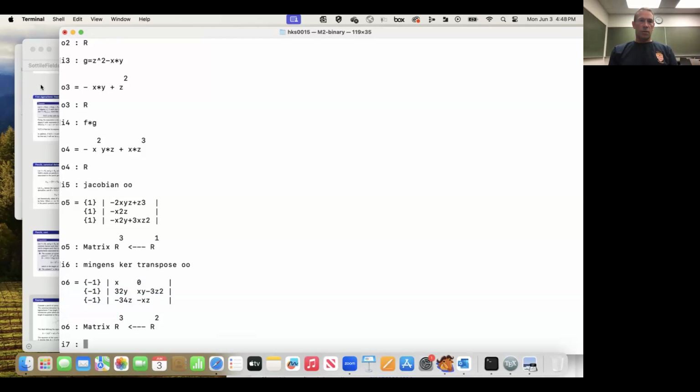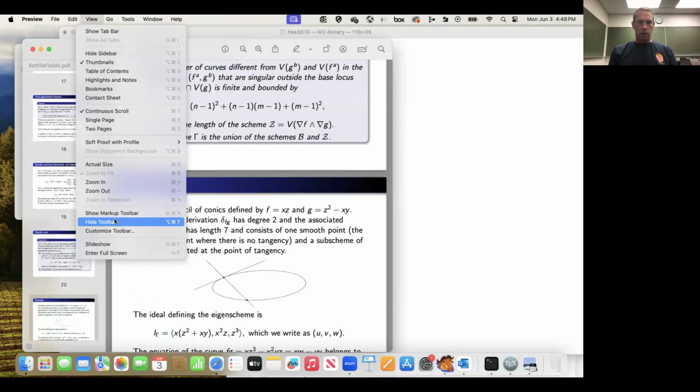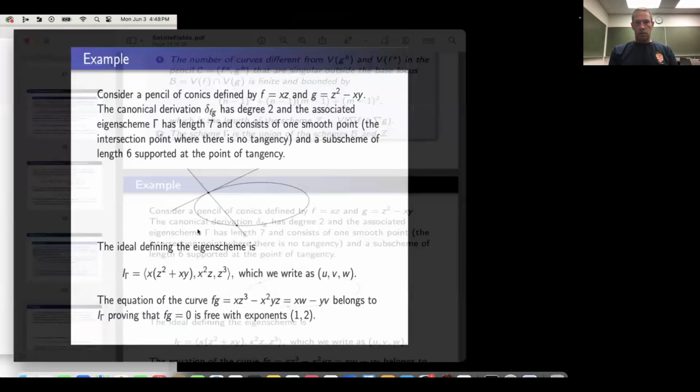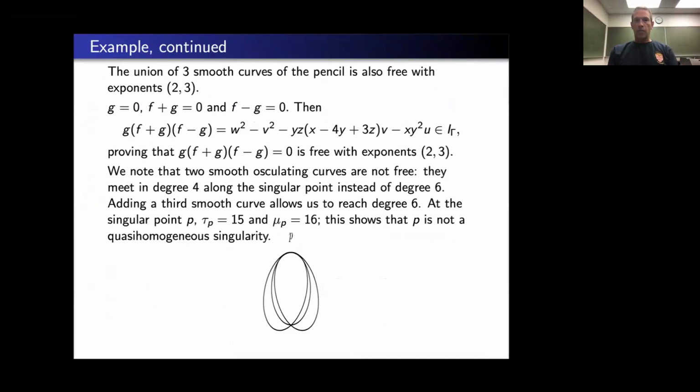So let's go back to our slideshow. All right, so this is the computation we just did. So that's an example. And now following on with this, if we instead take three smooth curves of the pencil, our theorem says that this thing's going to be free with exponents 2 and 3. And so what's an example of three elements of the pencil?